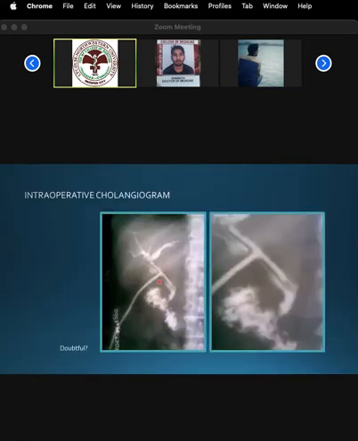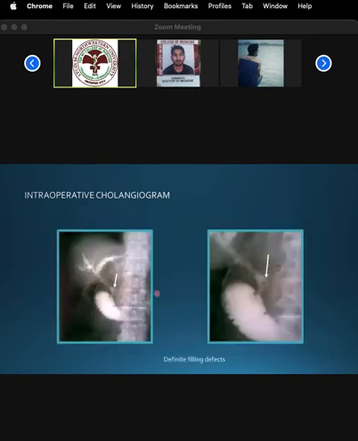Like this one, you have a doubtful common duct there because of the presence of an air bubble. Another one, closer look, air bubble. If you look at it through the X-ray, it's hard to distinguish between an air bubble and a stone. So you have to repeat the procedure just to make sure. Although there is egress of contrast medium into the duodenum, you still have that doubtful defect there. And here is a definite filling defect. So you have the stone there.